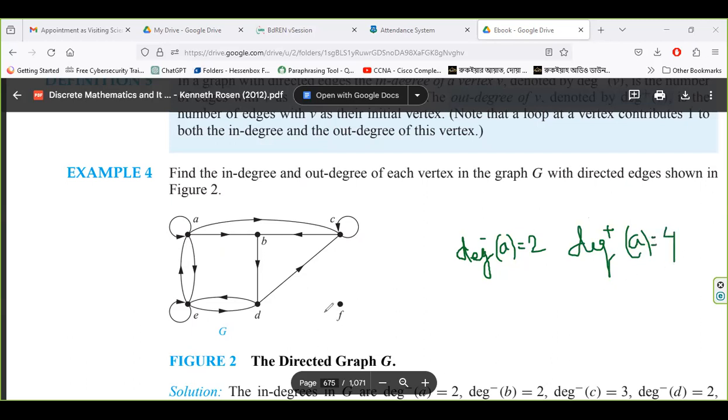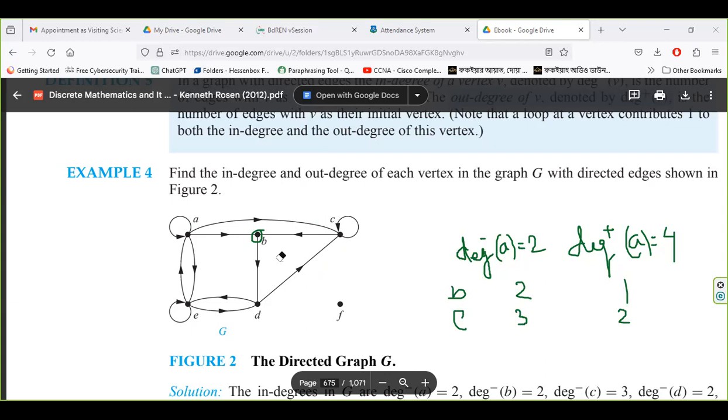Now tell me how many in degrees and out degrees of node B? 2 in degree, 1 out degree. Okay, for C, 3 in degree, 2 out degree, because 1, 2, and 3 with the loop. Okay, and out degree 1 and this 2. Got my point? Do you understand? Yes, sir.